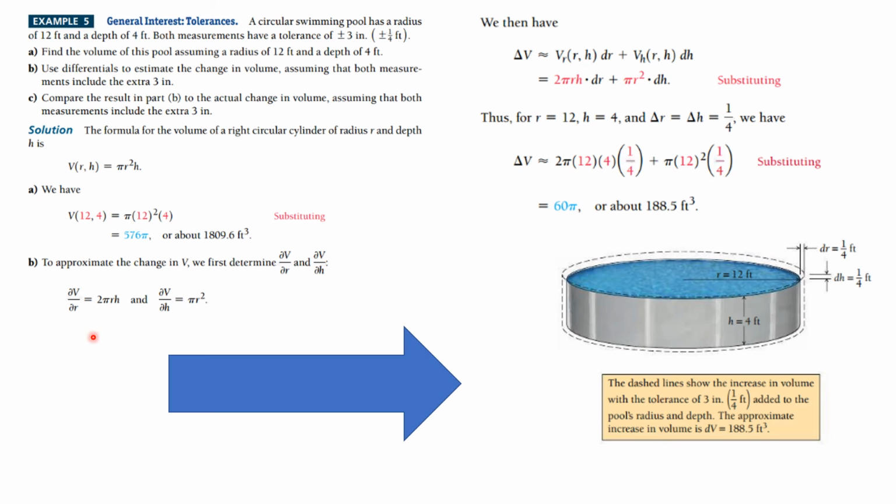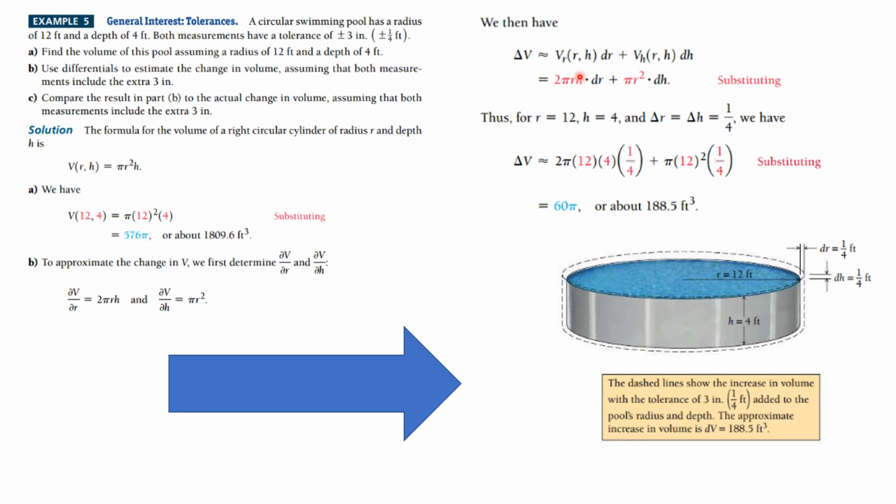Here we're treating h as a constant, so we get 2 pi r h. Here we're treating r as a constant and h is the variable, so when we take the derivative, you just get pi r squared. Then we can substitute in the formula we had on the previous page.